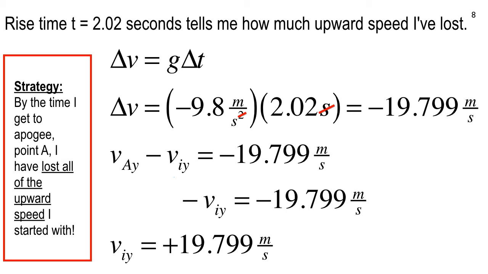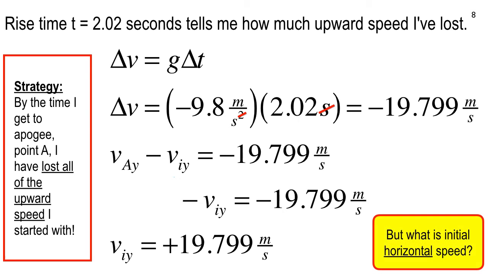But here's the other question we haven't tackled yet. What's the initial horizontal speed? This is the vertical initial speed. What's the horizontal component? We can handle that. And the reason that we can handle that is because, well, let me pause for questions.